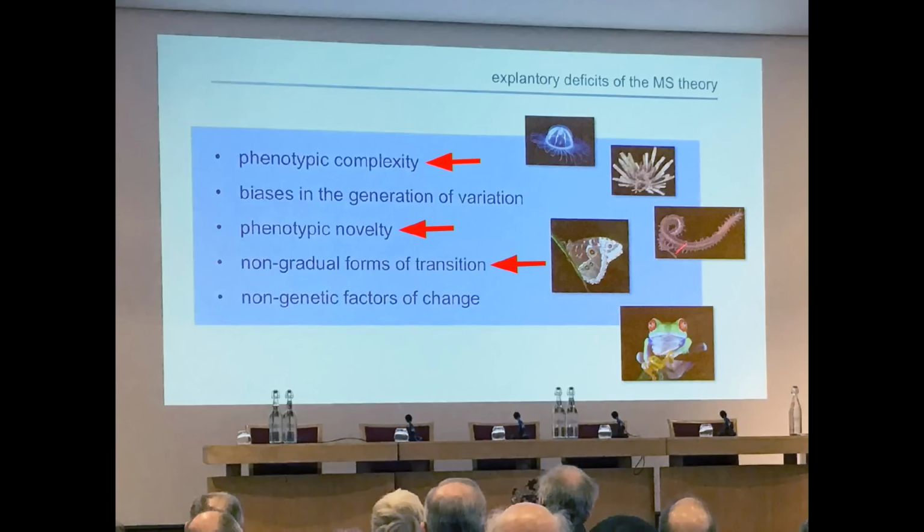It cannot explain phenotypic complexity, complex new organs. That's bad, that's macroevolution. It cannot explain phenotypic novelty, so the biological creativity. That's bad, that's macroevolution. And it cannot explain non-gradual forms of transition, what I have shown you before in the fossil record. The actual data of the fossil record cannot be explained with Darwinian theory. That is admitted by mainstream biology.